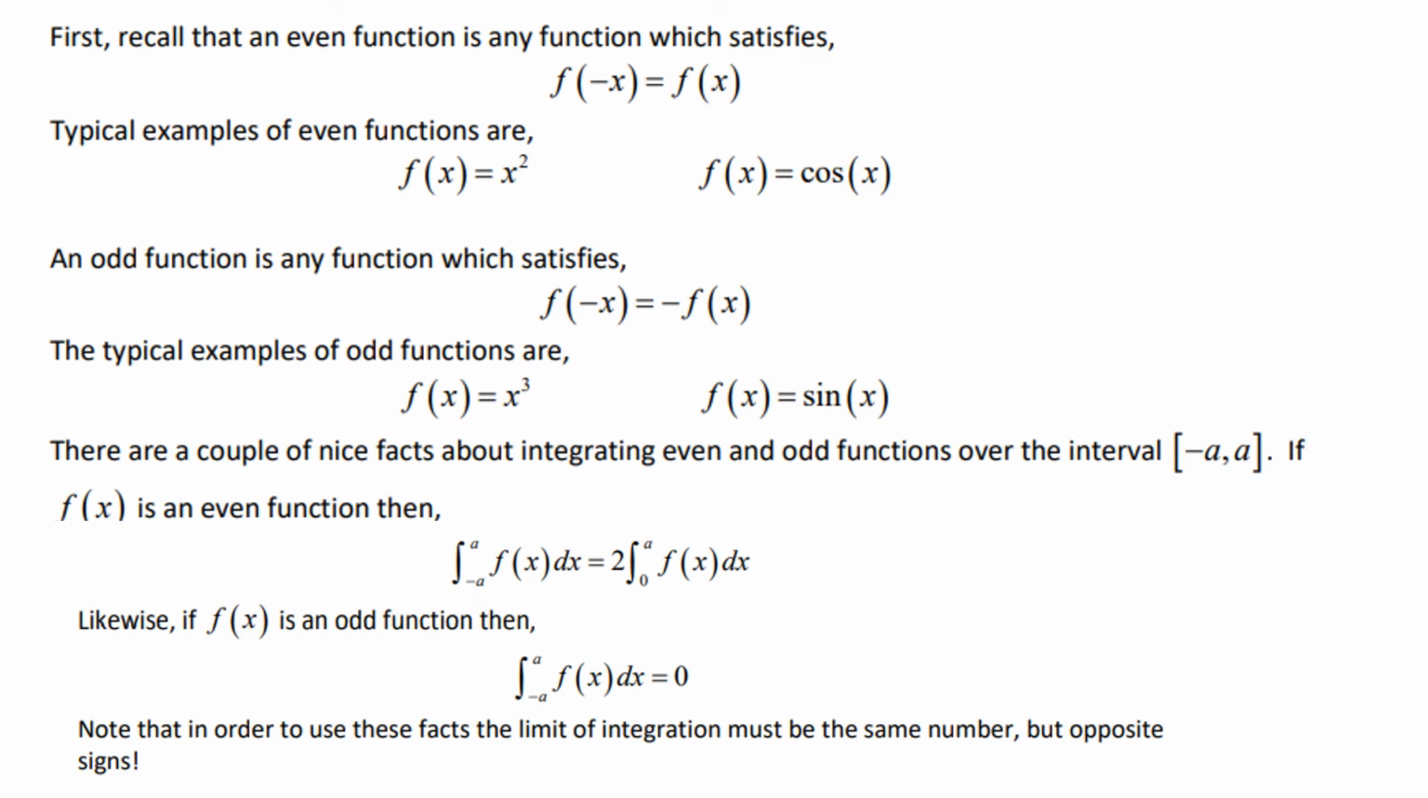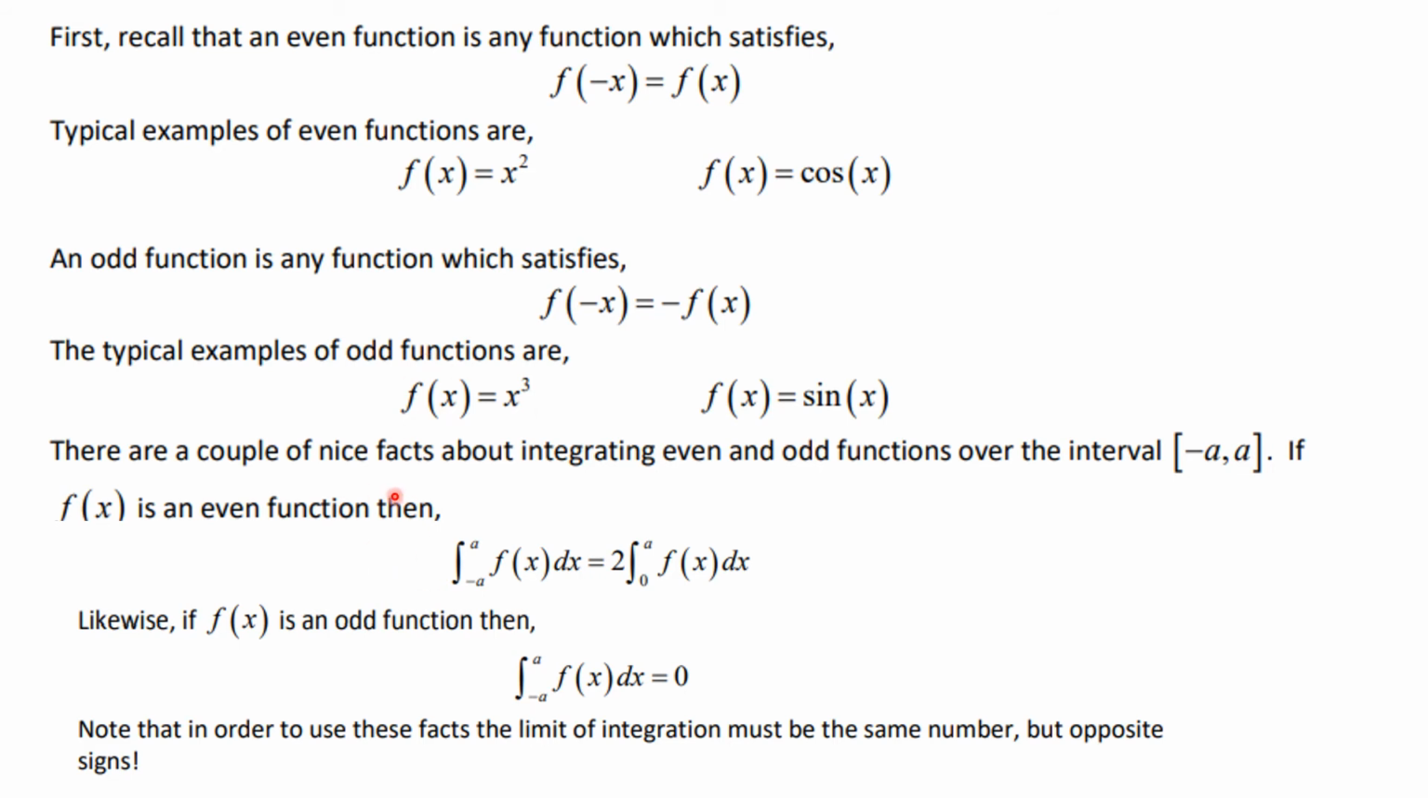Next, recall that an even function, you studied this in your algebra, is any function which satisfies f of minus x equals f of x. That means you're symmetric with respect to the y-axis. And examples of this are y equals x squared, but we also learned from our trig that y equals f of x equal cosine x is also even. An odd function is any function which satisfies f of minus x is equal to minus f of x. And examples of odd functions are y equals f of x equal x cubed and y equals sine of x.